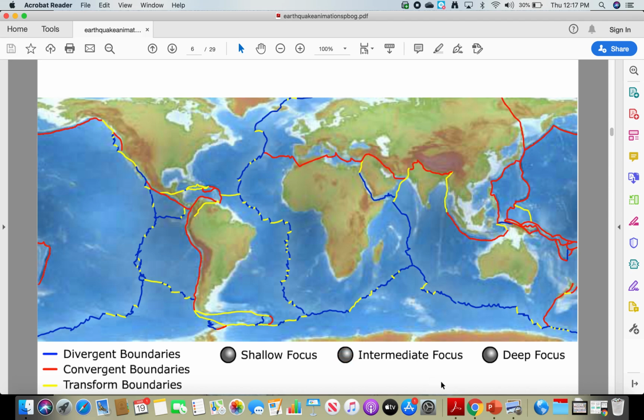And deep focus. Where are you going to get the deep focus earthquakes? Say it with me: convergent subduction. There's your deep foci, right? Over here, Japan. Over here, that's the Nazca plate subducting under the South American plate. There are some deep focus earthquakes there.